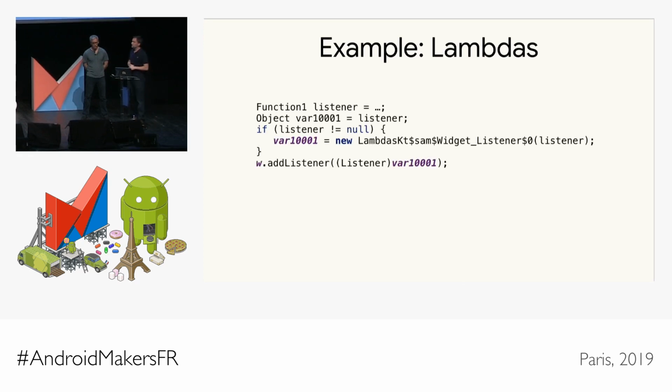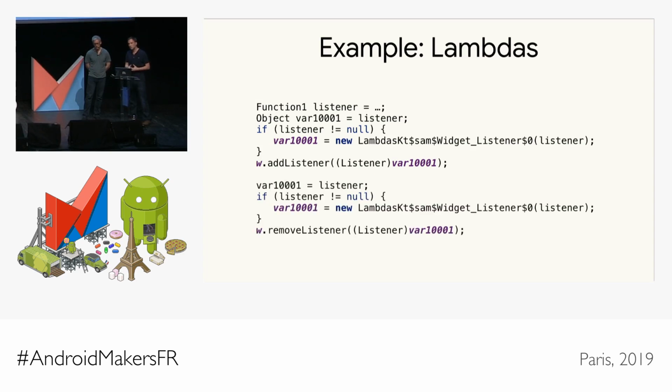So what happens is that the lambda is not, at the bytecode level, an instance of the interface that we've declared in our widget. So what Kotlin will do is, your lambda is a Function1, so it's a lambda that takes one parameter, hence the one. And then it will wrap it with that weird class called LambdasKt SAM widget listener 0, and then finally pass that wrapper to add listener. And obviously it's going to do the same when you call remove listener.